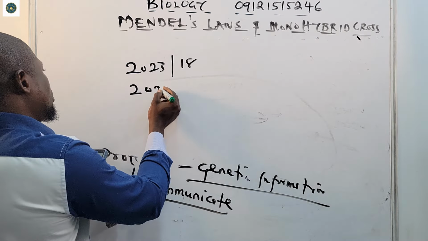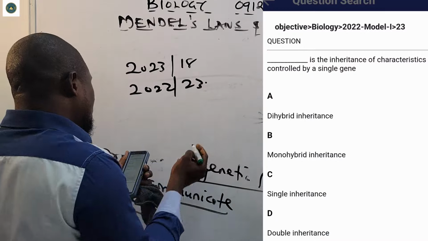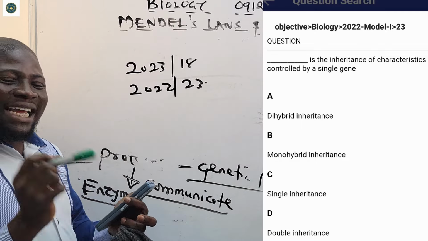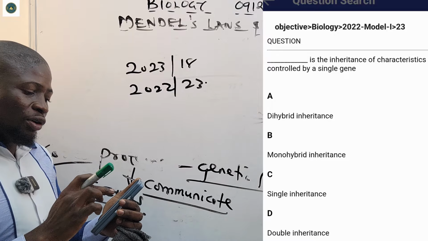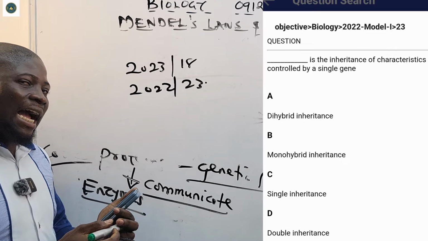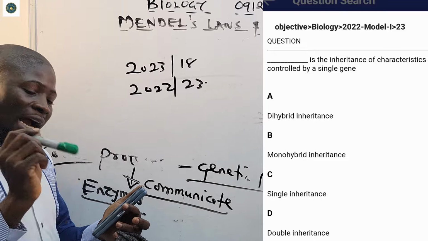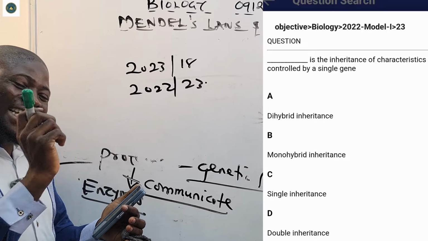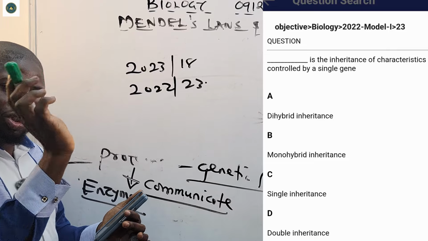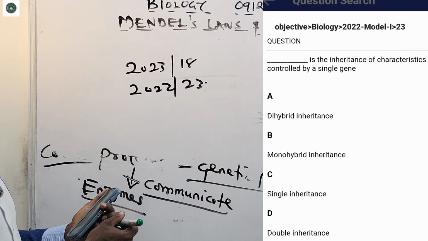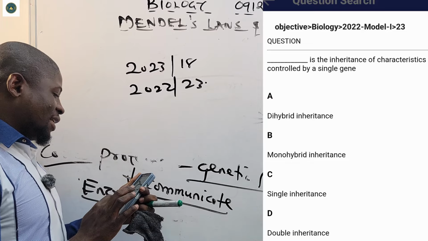Then 2022, number 23. It says dash is the inheritance of characteristics controlled by a single gene. A says dihybrid inheritance, B says monohybrid, C says single inheritance, D says double inheritance. We're looking at one character. Is it mono or di? Tell me the answer in the comment section.